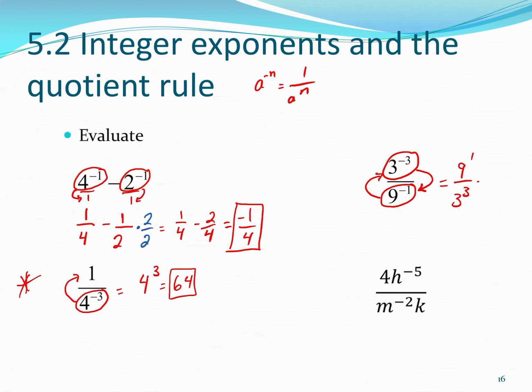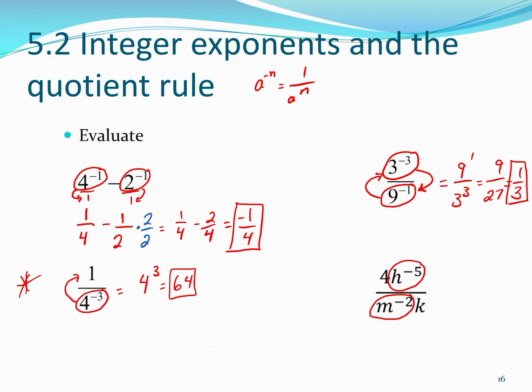But in this case, we literally are going to flip it because we're going to take this 3 to the negative third and we're going to send it to the bottom. And we're going to take this 9 to the negative first and we're going to send it to the top. And so we did literally just flip that. And so that 9 to the first is on top and 3 to the third is on the bottom. 9 to the first is 9. 3 cubed is 27. And then that does simplify to 1/3. And so there's our final answer.